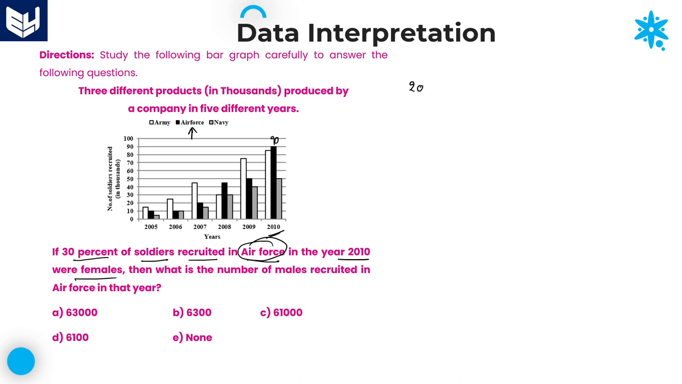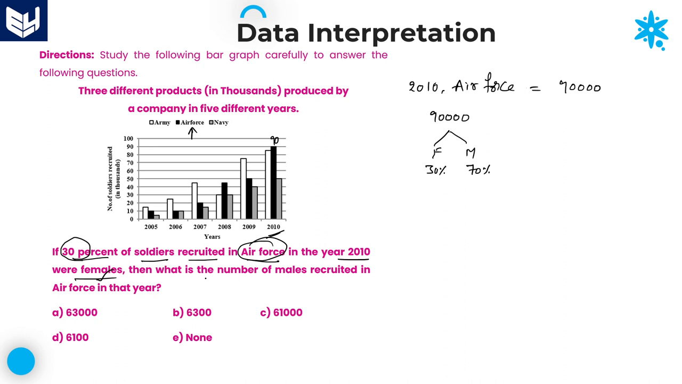So, 2010, Air Force value is equal to 90,000. All the values are given in terms of thousand, so that is 90,000. Given that 30% of the members were females, in this 90,000, females and males are divided. 30% are females, so automatically the remaining 70% are males.